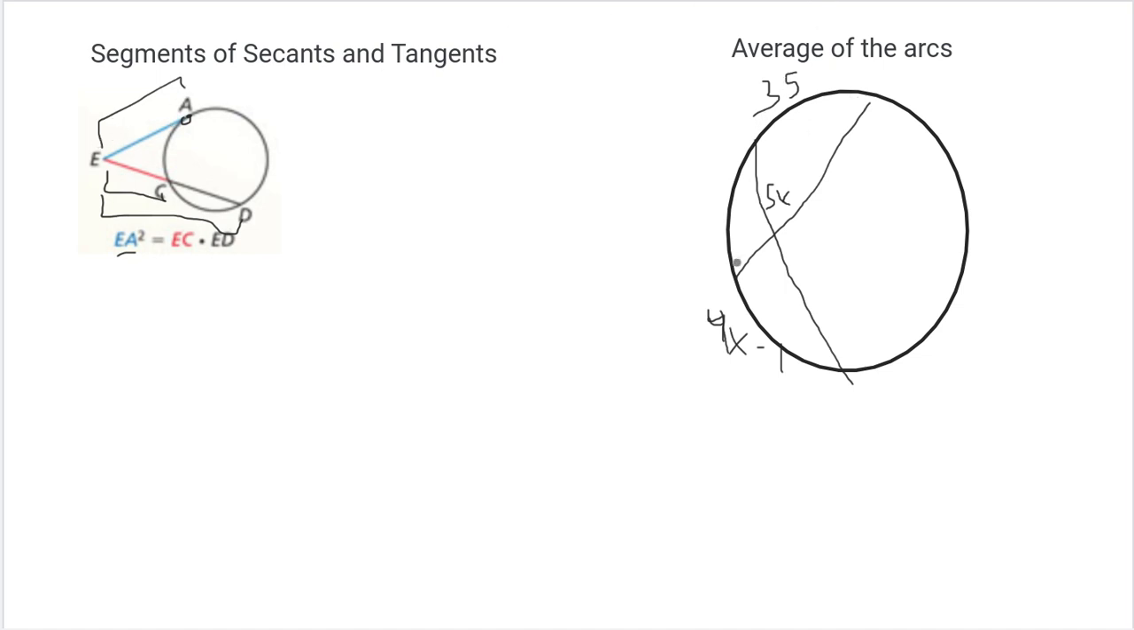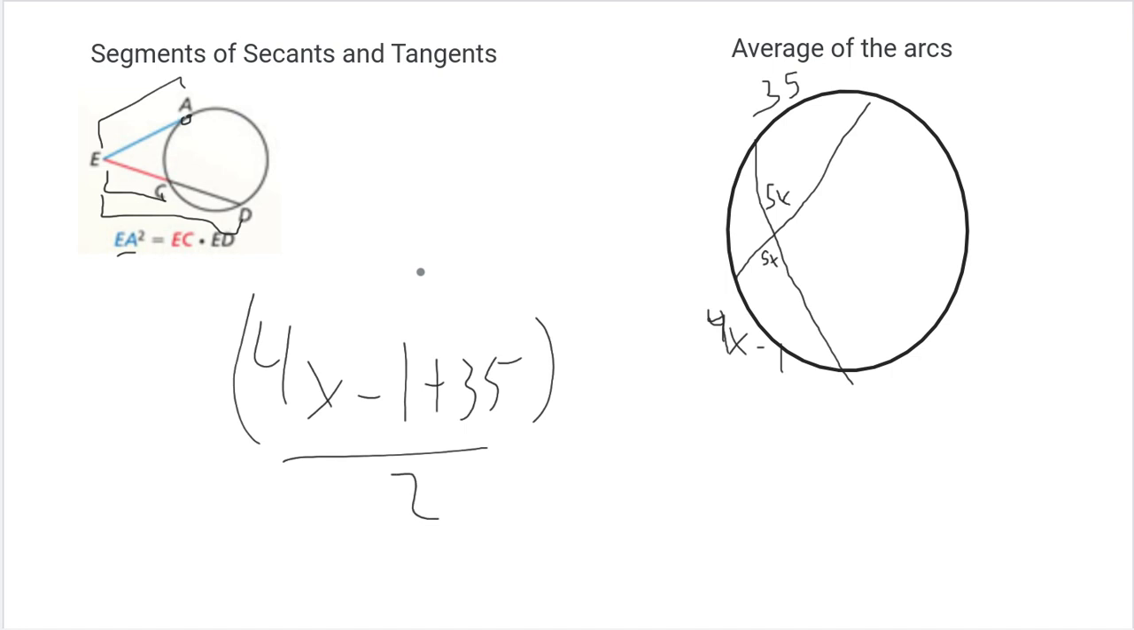And then average of arcs. If they give us an arc with vertical lines, we know that this is also 5x. We can add these together, divide by 2, and that will give us the angle inside. So we're going to say 4x minus 1 plus 35. So I added those together, divide by 2. It's going to equal 5x.